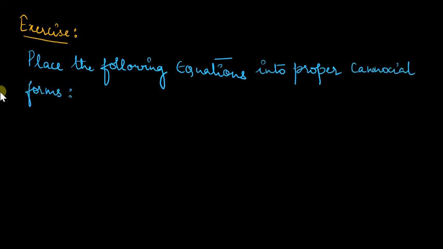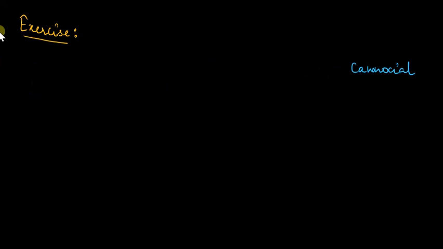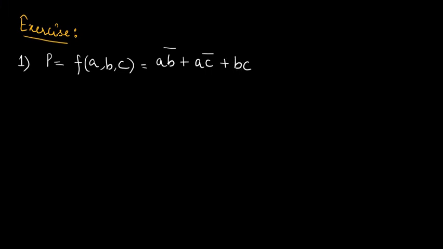Let us now solve two numericals and see how this procedure can be implemented. The first numerical says we need to place the following equations in the proper canonical form. In these problems, we will represent them in the standard form, and then also try to represent the equations in terms of shorthand decimal notations. So we have the expression P is equal to AB bar plus AC bar plus BC, which is a sum of product expression.